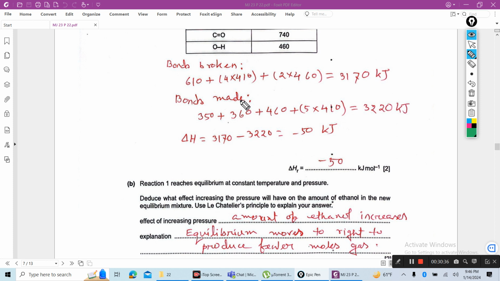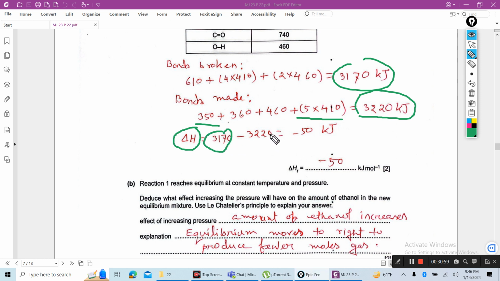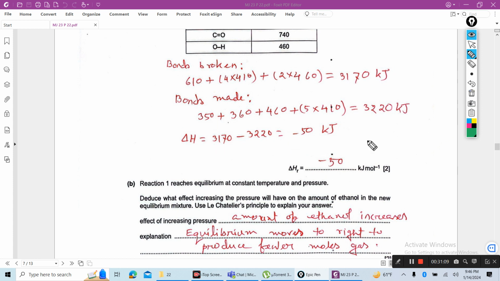Bonds made or bonds formed, you add all of this and you get 3220 kilojoule. Bonds broken 3170 kilojoule. So enthalpy change delta H R equals bond broken energy, I mean reactant total energy, minus bond formed energy or bond made energy, and you get negative 50 kilojoule per mole. So this is an exothermic reaction as delta H R is a negative value.